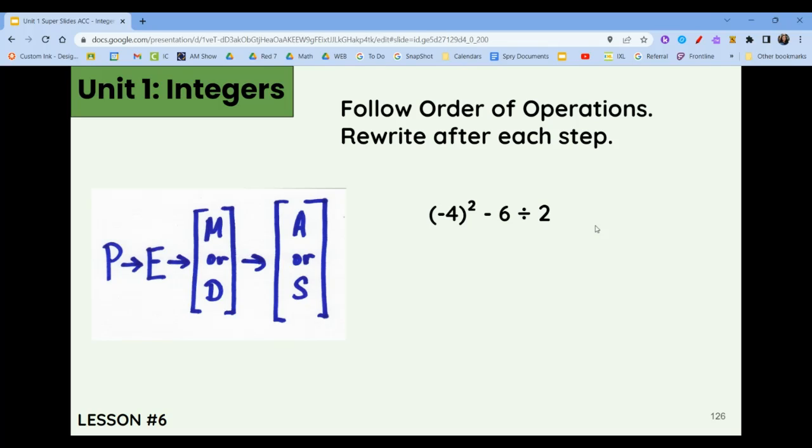Okay, the very first thing you'd have to do is exponents. And negative 4 squared is not negative 16 because it's negative 4 times negative 4. And a negative times a negative is a positive 16. So if I rewrote everything else, I'd rewrite 16 minus 6 divided by 2. I would do division next, which would be 16 minus 3, and the answer should be 13.